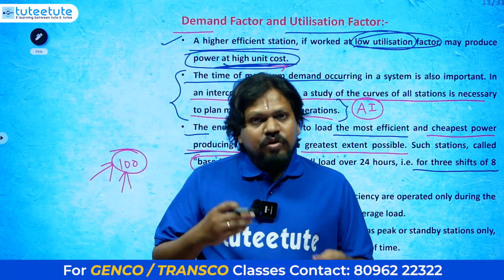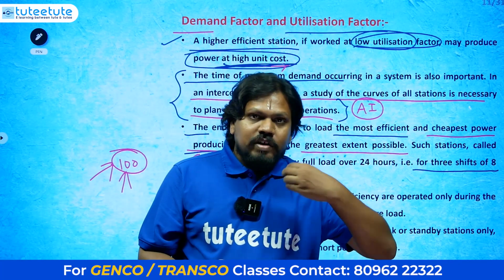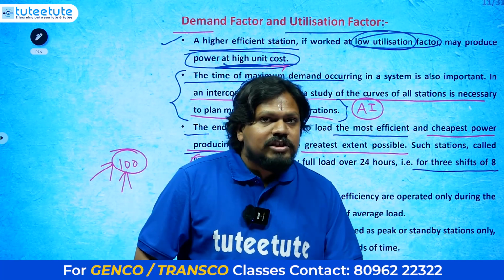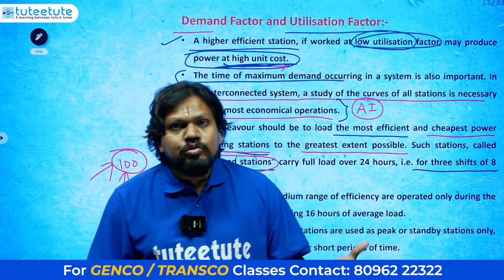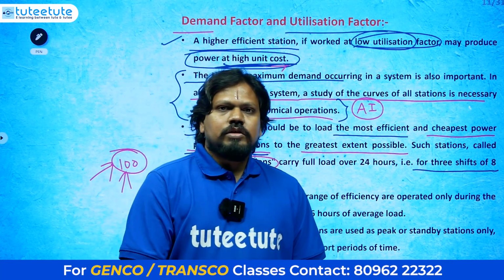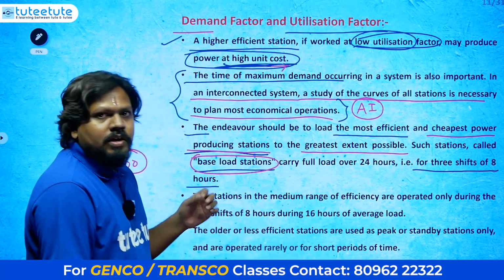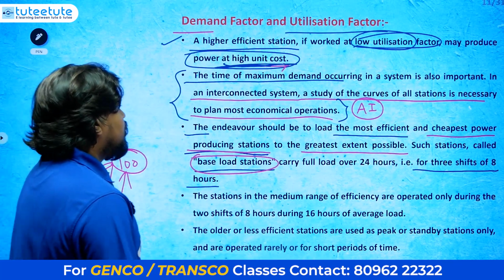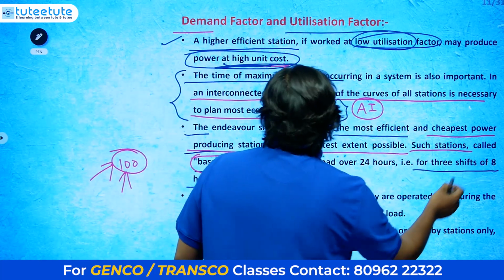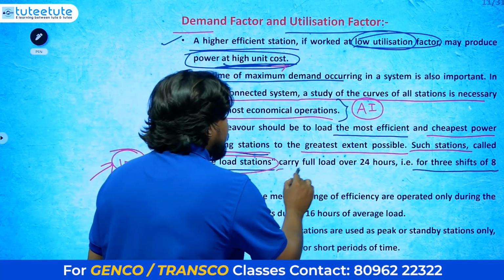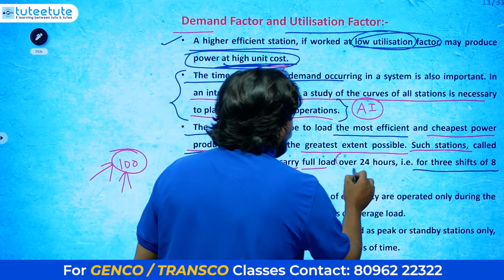Among those power plants also, the one which is giving the electrical power output at the cheapest, that we have to choose first, and only then other things, because we need to minimize the cost per unit. Anyhow, such stations are called base load stations, which carry full load over 24 hours.